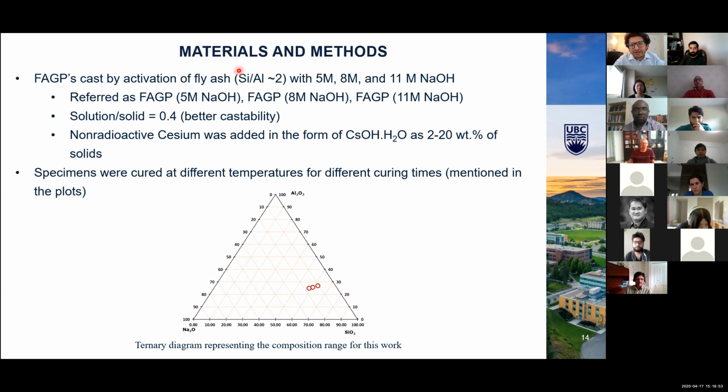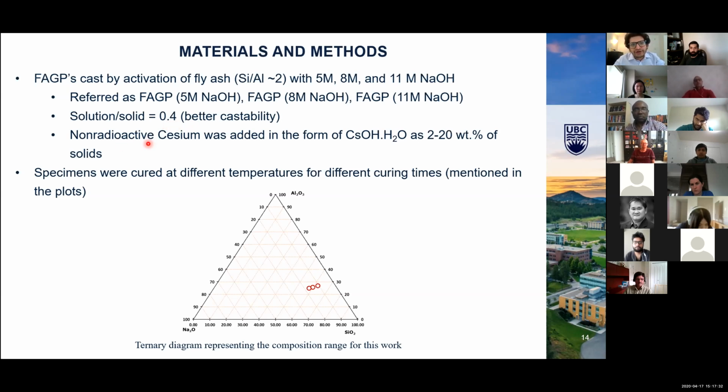I used this fly ash and mixed it with 5 molar, 8 molar, and 11 molar sodium hydroxide. I will refer to them as FAGP 5 molar, FAGP 8 molar, and FAGP 11 molar every time it comes next in the slide, which means that these geopolymers are produced using these alkalinities of sodium hydroxide. Also, the solution to solid ratio that I used was 0.4 based on the castability. It can be further improved, but for the current scenario, I used 0.4.